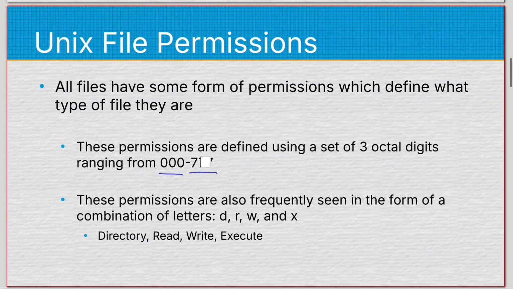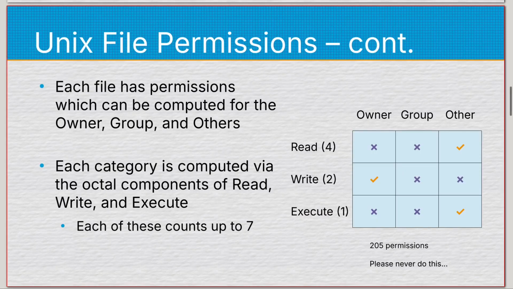What those 3 deal with is read, write, and execute, which are often seen as R, W, and X in certain applications, and there's also a directory flag for a certain application, but that's less important for the numeral versions. Very often you'll see a chart like this, and that is going to be detailed in just one moment. Each file's permissions can be computed for the owner, group, and others. So let's say that you make a file. You are the owner of said file.